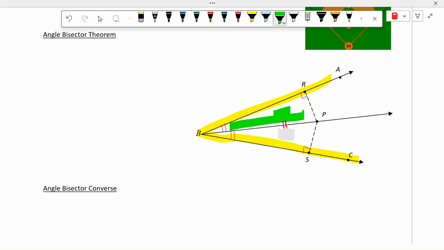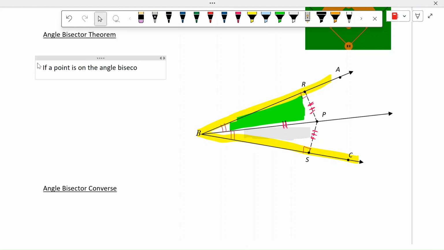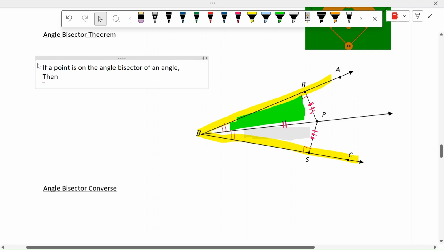And then I can realize that, hey, you know what? This green triangle up here has the same angle, side as the triangle down here, angle, side. Therefore, the triangles are congruent to each other, which means that CPCTC, segment PR is congruent to segment PS. That leads to another theorem. The angle bisector theorem would say that if a point is on the angle bisector of an angle, then it is equidistant to the two sides of the angle.